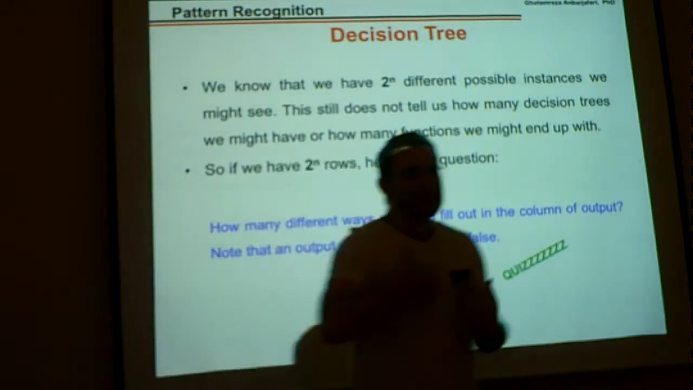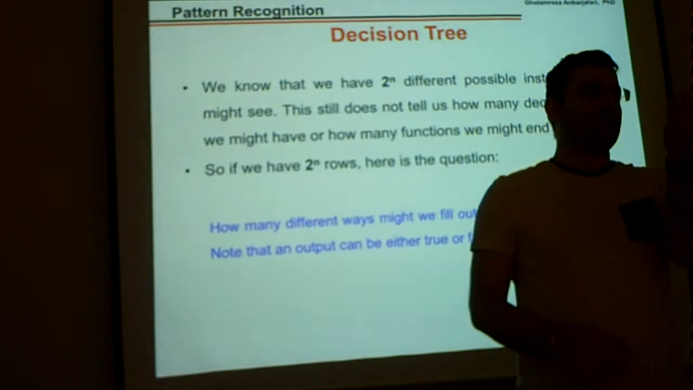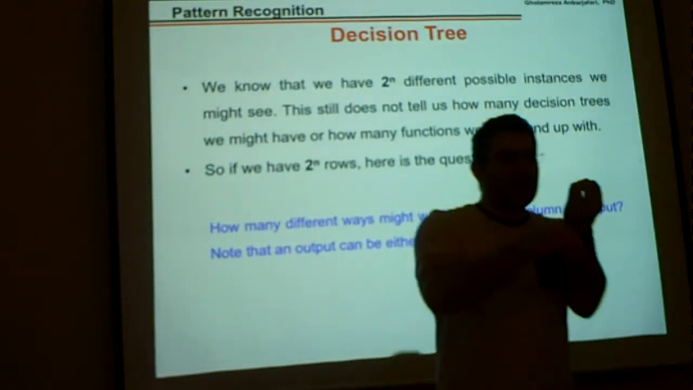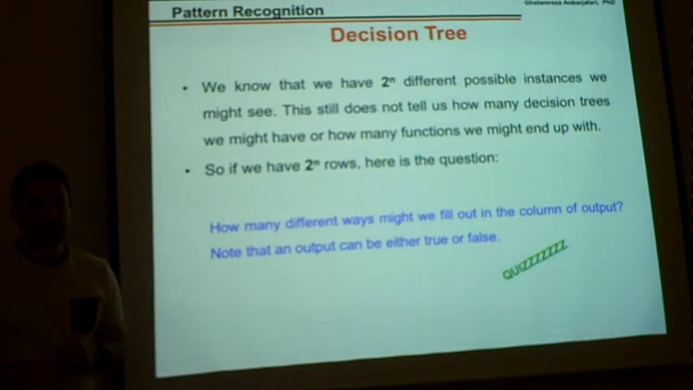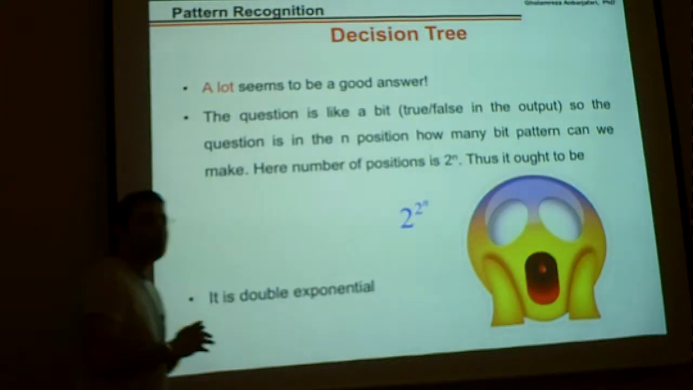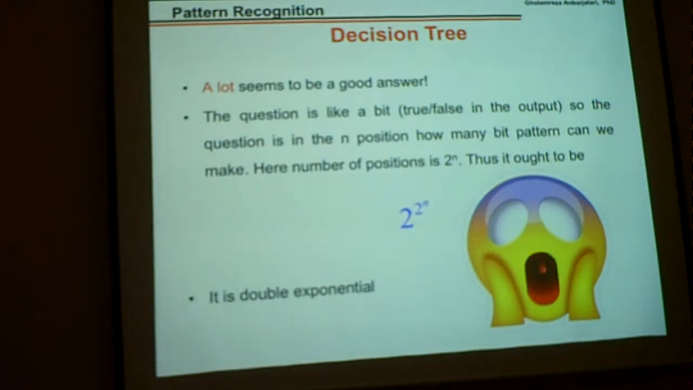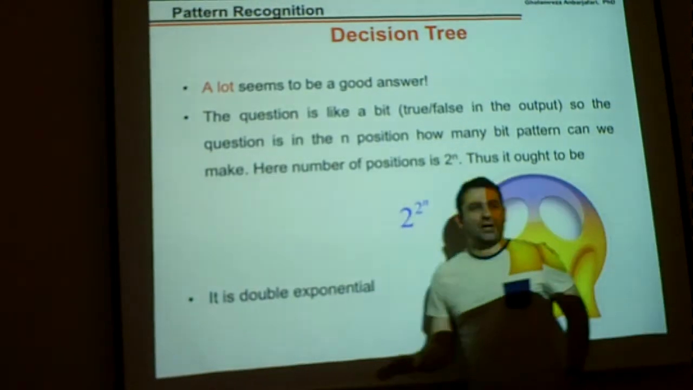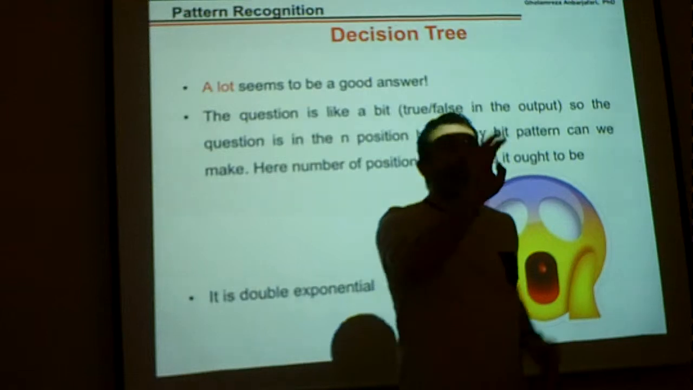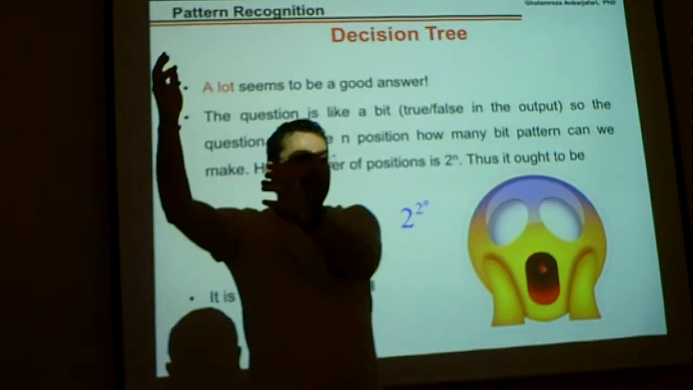Look, I'm actually telling you the answer. I have 2 to power n instances, and each output can be only true or false. So I will have 2 to power 2 to power n possible outputs. And this is a double exponential. Look, it is not 4 to power n. It is 2 to power 2 to power n.